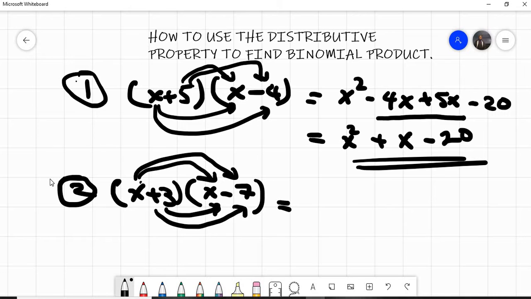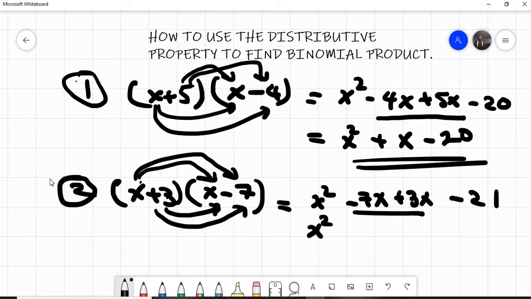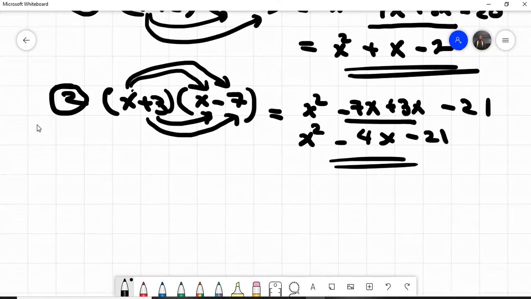So our answer is x times x, which is x squared, and then x times negative 7 is negative 7x, and then plus 3 times x is plus 3x, and then plus 3 times negative 7 is negative 21. These two we combine. Since they have opposite signs, we subtract. 7 minus 3 is 4, so it's negative 4x minus 21. It's fun to do the distributive property because it's very easy.